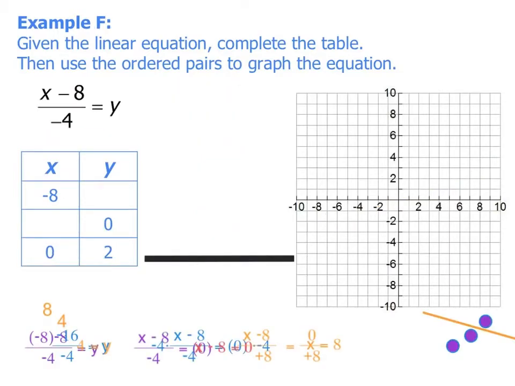Alright, let's take a look at the next problem. It says, given the linear equation, complete the table, then use the ordered pairs to graph the equation. Oh no, it's one of those giant division-y problems. I feel like they just don't like us at this point. We've got x minus 8 divided by negative 4 is equal to y.